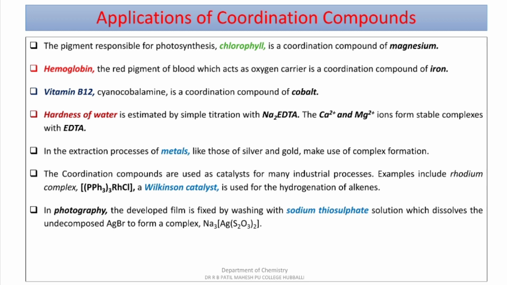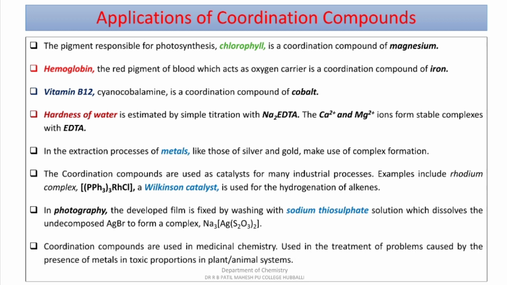In photography, the developed film is fixed by washing with sodium thiosulfate solution, which dissolves the undecomposed AgBr, that is silver bromide, to form a complex Na3[Ag(S2O3)2]. These coordination complexes are also used in medicinal chemistry, and also used in the treatment of problems caused by the presence of metals in toxic proportions in plant and animal systems.